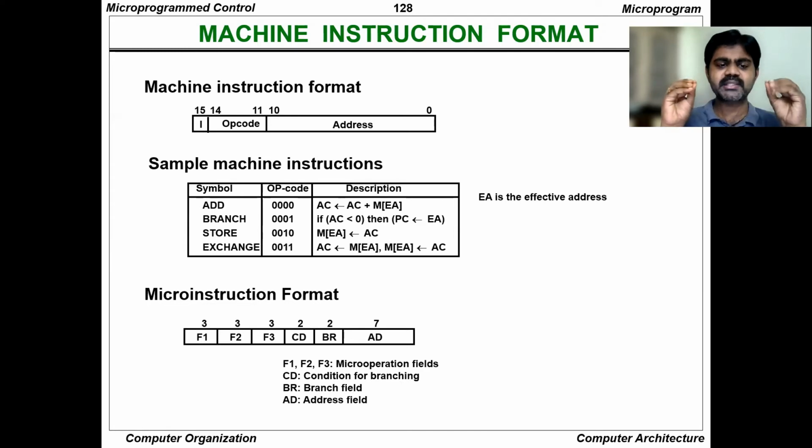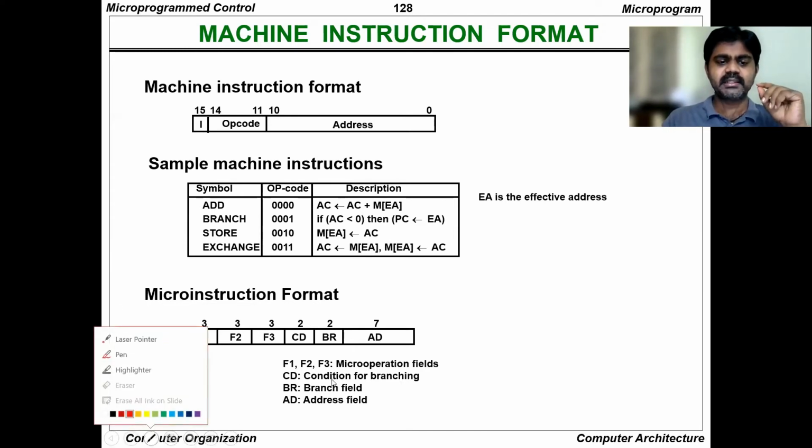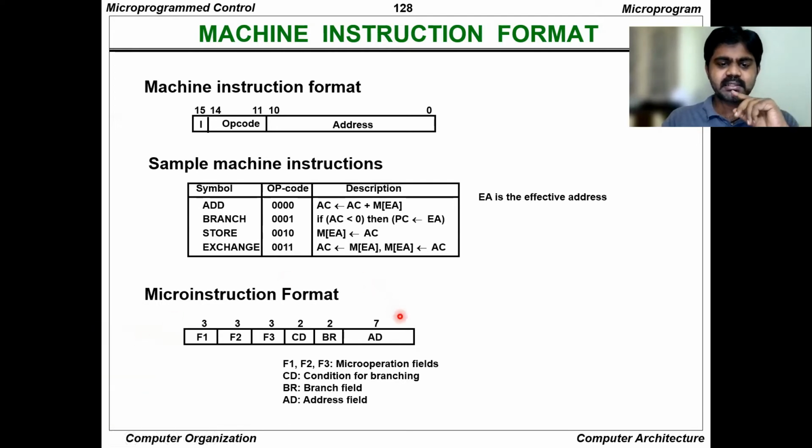If you see the micro instruction format, as we said, the address is a 7-bit address, so AD 7. BR is the branch field, which occupies 2 bits, and CD is the condition for branching, which occupies 2 bits. And here we have 3 micro operation fields, which we call F3, F2, and F1. F3 occupies 3 bits, F2 occupies 3 bits, and F1 occupies 3 bits.